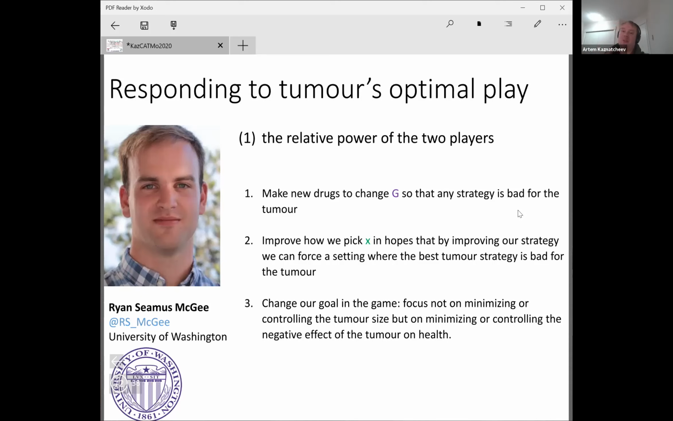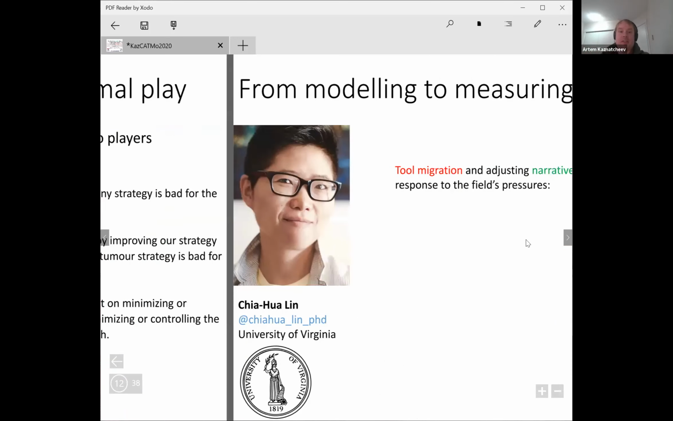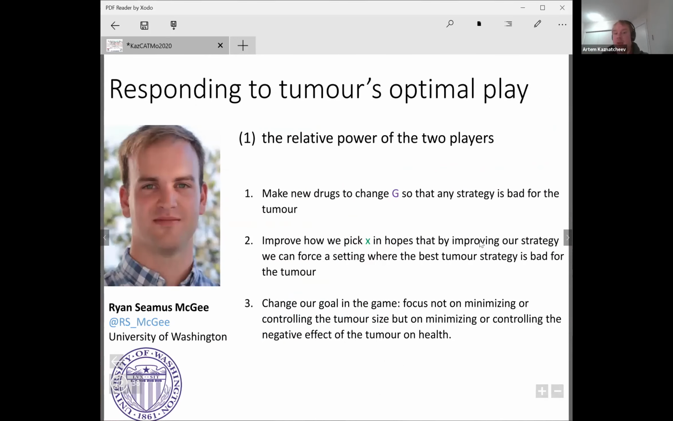So the primary thing that we care about is bad things happening to the patient. And it doesn't always have to be the case that bad things are due exclusively to the size of the tumor. There could be strategies where we push the tumor into a phenotype where it is not hurtful or not as hurtful to the patient while still continuing to grow. So the idea is to, for example, try to make tumors benign again or some such.